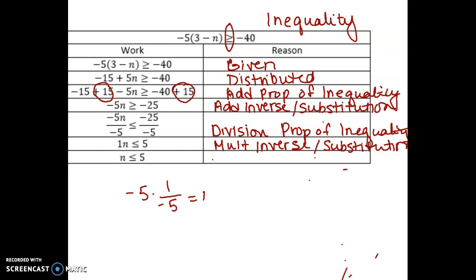All right, and then this last step, 1 times n is just n. That's because of the multiplicative identity. So we got n by itself. Okay, so that was an example with the inequality.